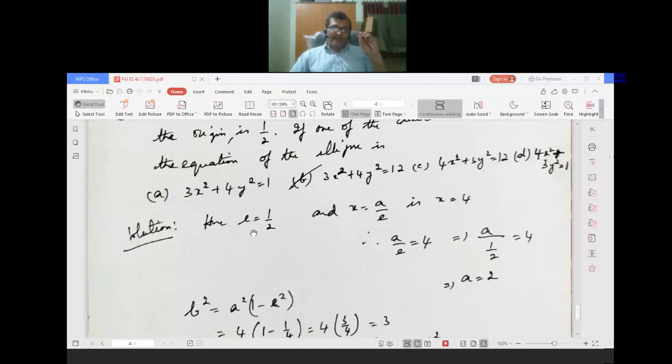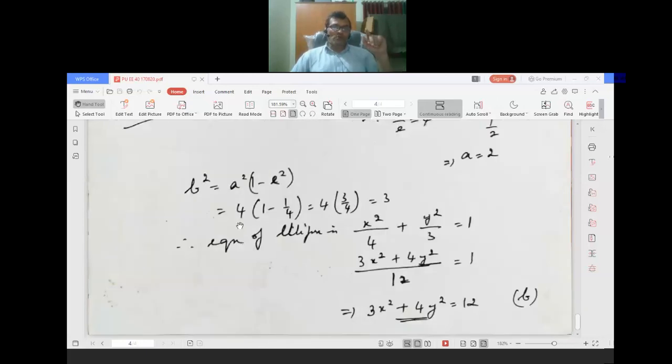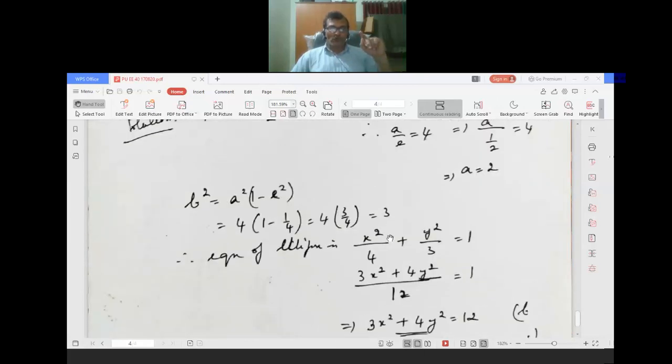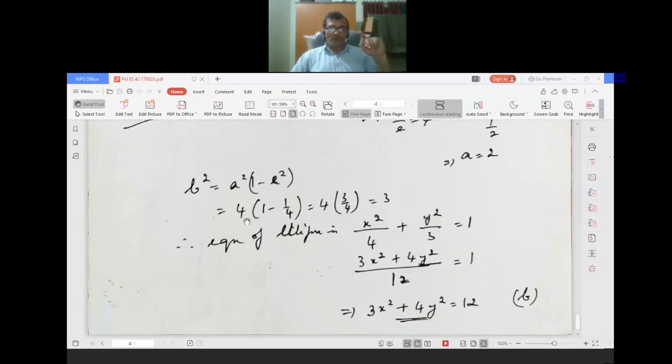Understood. So it is given that the eccentricity is half, and remember the directrix formula for an ellipse: x equals plus or minus a by e, one on the positive side and one on the negative side. But it is given in the problem that the directrix is x equals 4. So a by e equals 4, e is half, so a equals 2. Then b squared equals a squared into 1 minus e squared. Here we got a is 2, so a squared is 4, and b squared you have to find out. With a squared 4 and e half, 4 into 1 minus 1 by 4 is 4 into 3 by 4, that is 3.